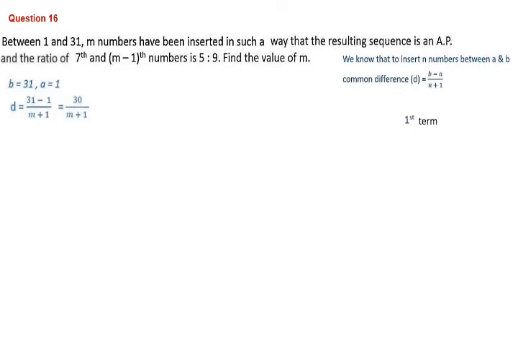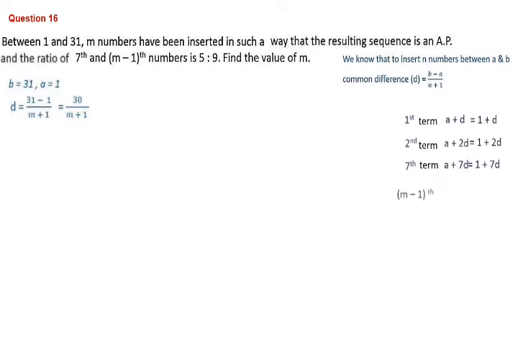So the first number means 1. When we add the common difference, we will get the first term. Remember that 1 is not the first term, because we are inserting numbers between these two numbers. So if you add the common difference with 1, we will get the first term, a plus d, that is equal to 1 plus d. Then the second term we will get a plus 2d, that is 1 plus 2d. The seventh term means a plus 7d, that is 1 plus 7 into d. Our a is 1, that's why 1 is coming. 1 plus 7d, that is the 7th term.